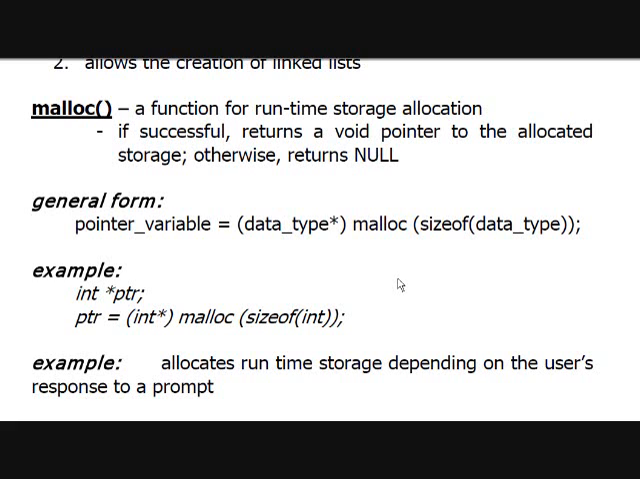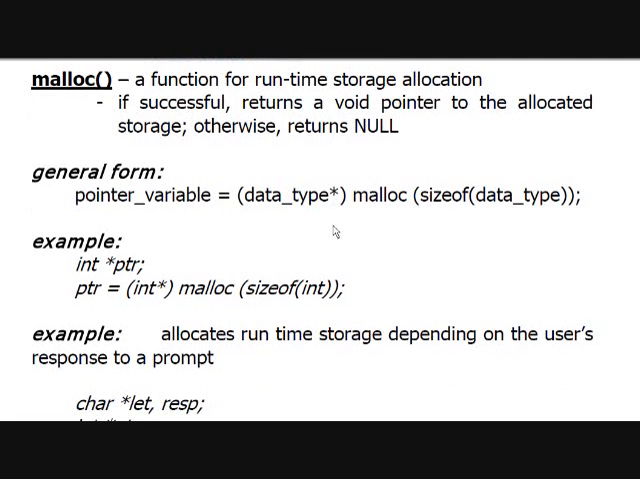The general form or the syntax for using malloc is this. You need a pointer variable. Then your malloc is here. Then we use the sizeof operator, which will return the memory in bytes of the data type that you have requested to be allocated from the heap. And the data type here is a pointer.